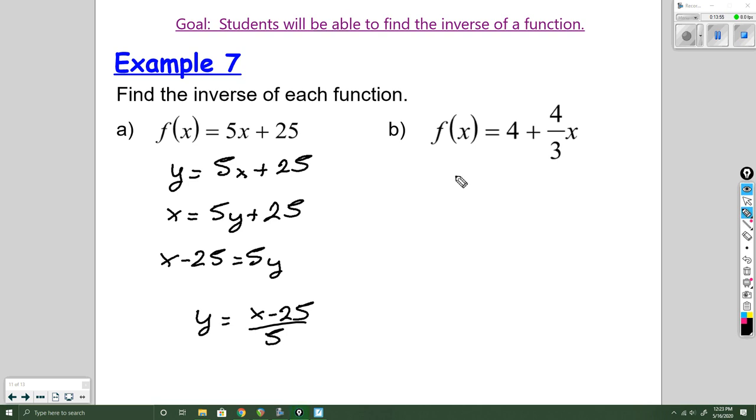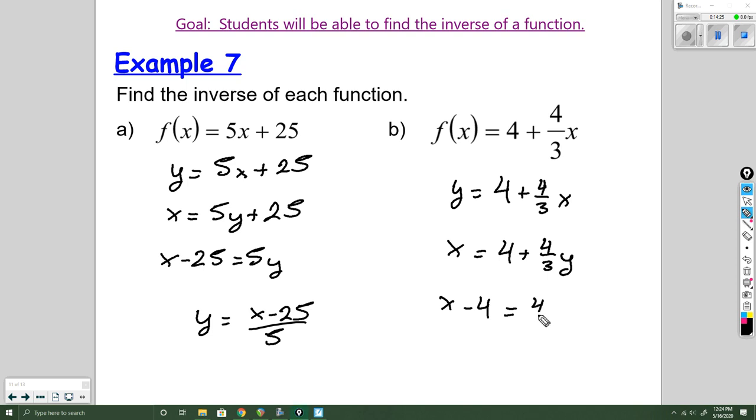All right, for part B, same thing. Rewrite it. Switch our inputs and outputs. So x equals 4 plus 4/3 y. Solve for y, so subtract 4. And now multiply by 3/4 on both sides. So we have 3/4 times the quantity x minus 4.